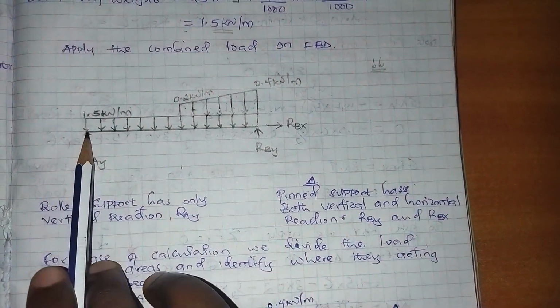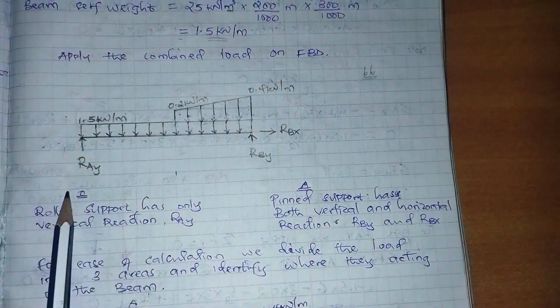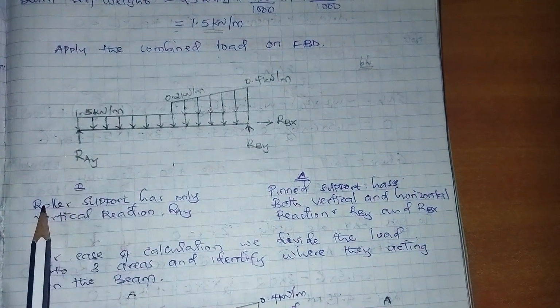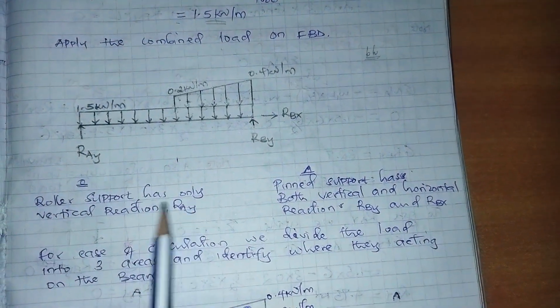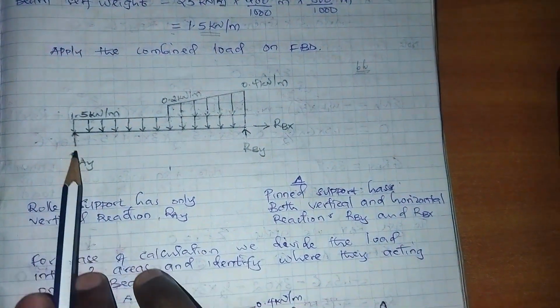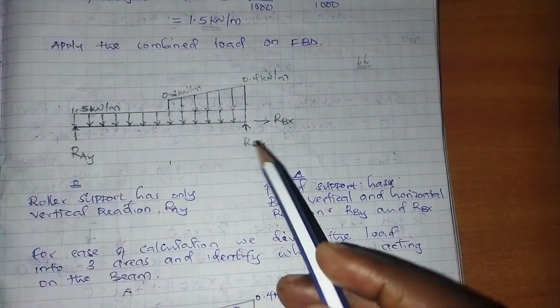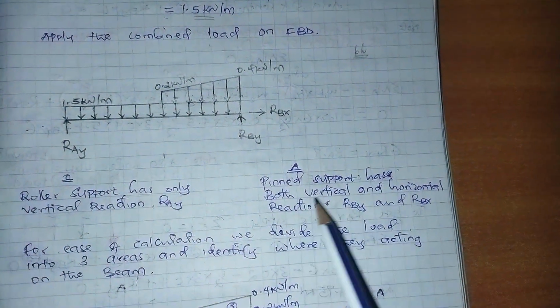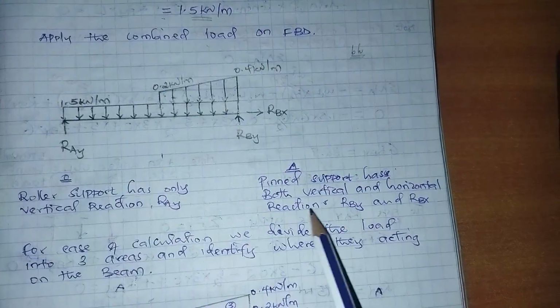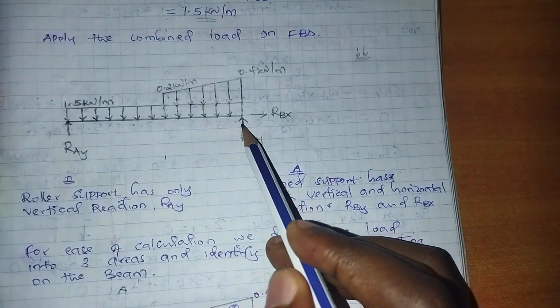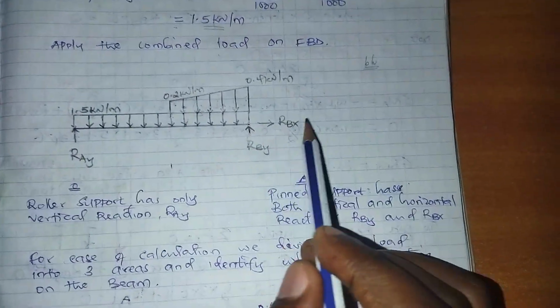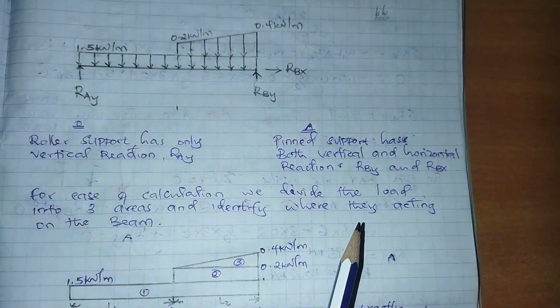Here we are told this is the roller support, and we know a roller support has only a vertical reaction, Ay, so we do not have a horizontal reaction. But for a pin support, we have both a vertical reaction and a horizontal reaction.